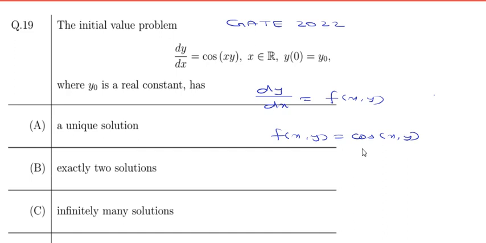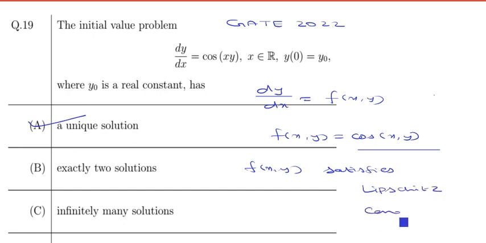So this function is a continuous function, so this will satisfy the Lipschitz condition. It's bounded, so it satisfies the Lipschitz condition. Therefore, we have a unique solution. So the correct answer is unique solution. So f of x comma y satisfies Lipschitz condition. Therefore, this problem has a unique solution.